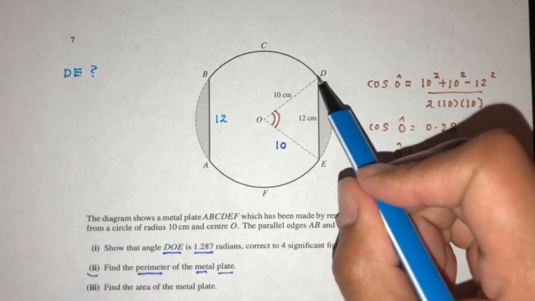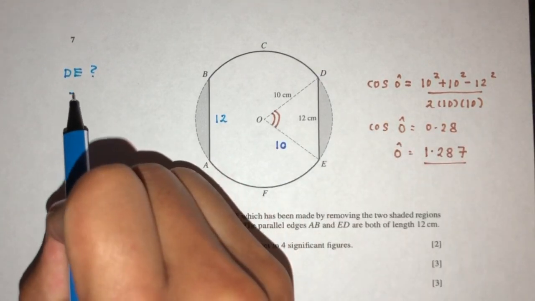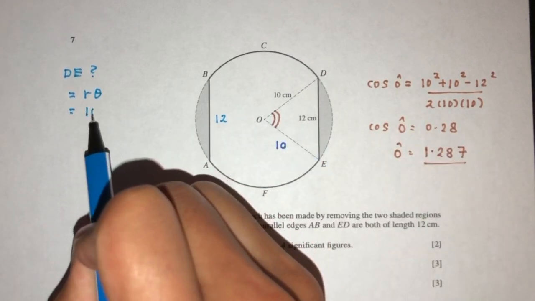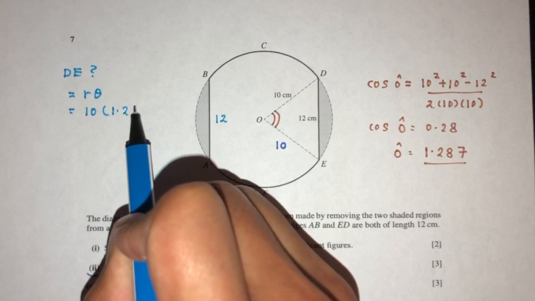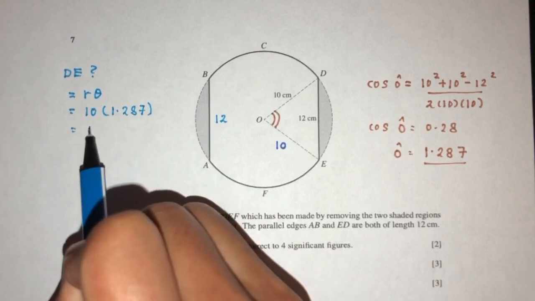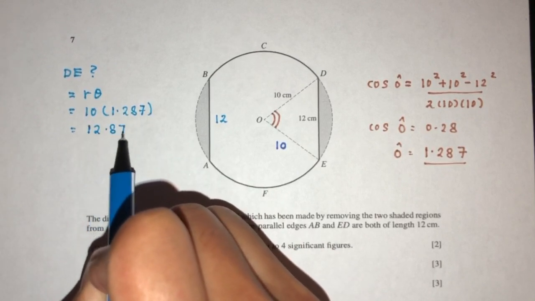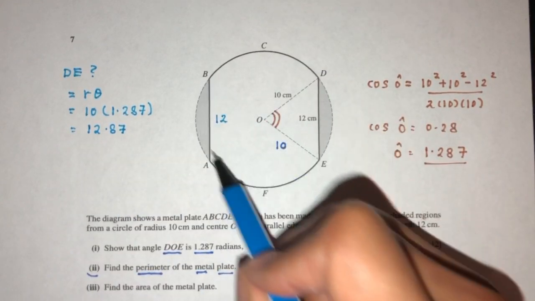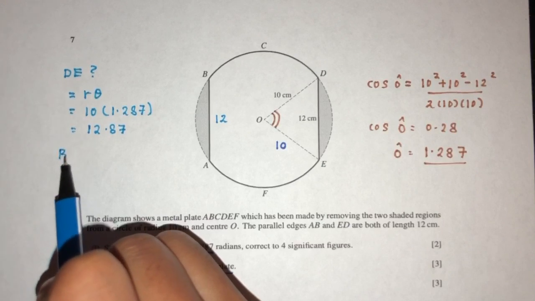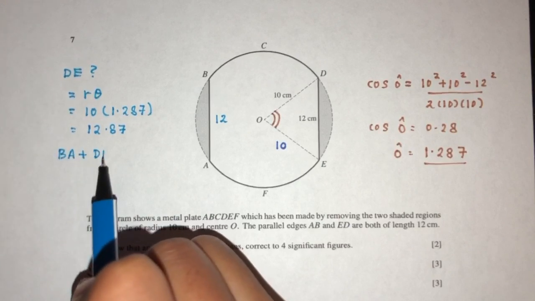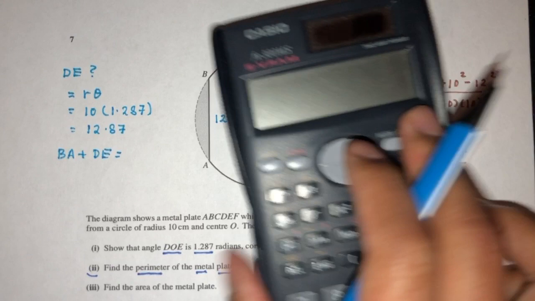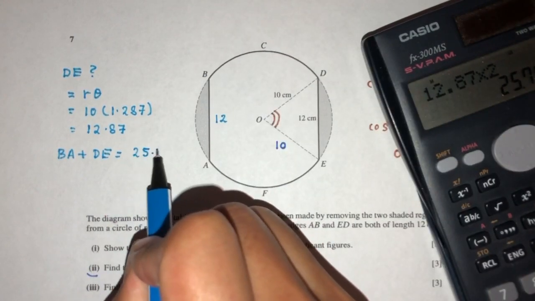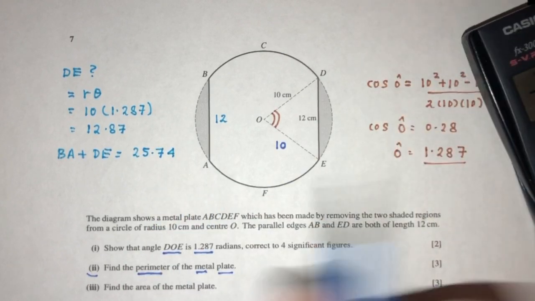So how do you find the length of arc? We take the formula, which is the radius times the angle in between. The radius is 10. The angle we just found is 1.287. That will be 12.87. Now DE is 12.87, which means BA is also 12.87. So BA plus DE have to be 2 times this, 25.74 of the length that we don't need.